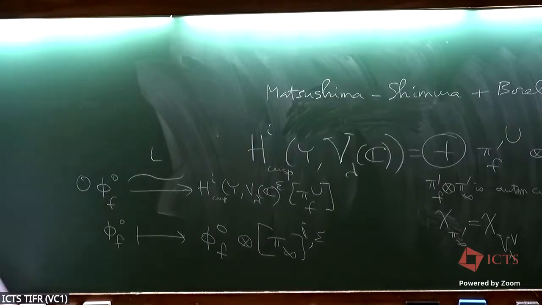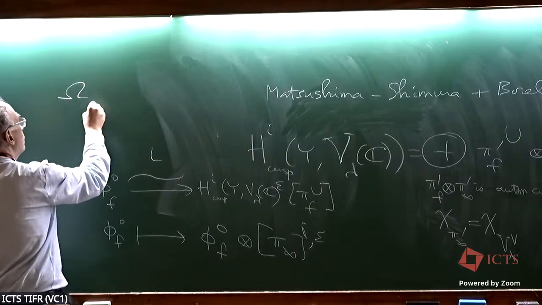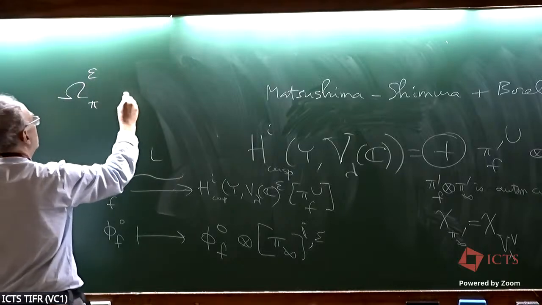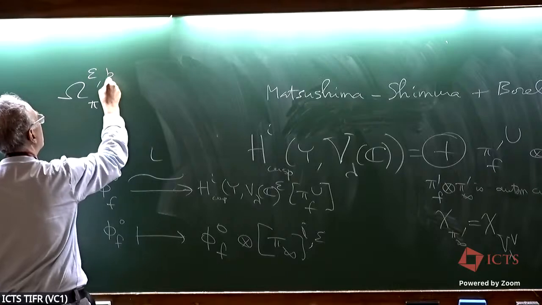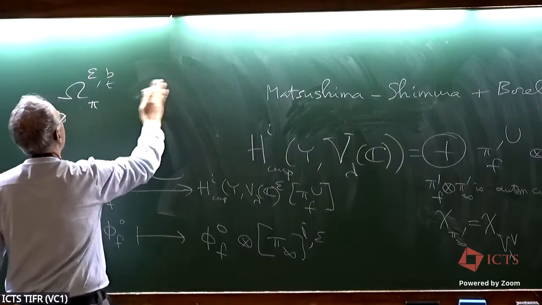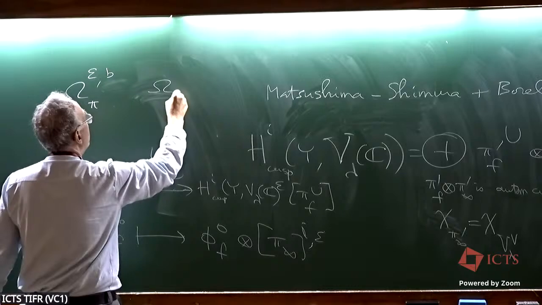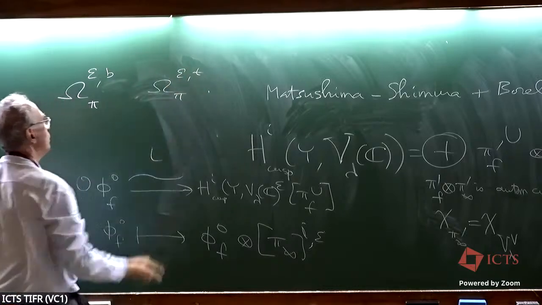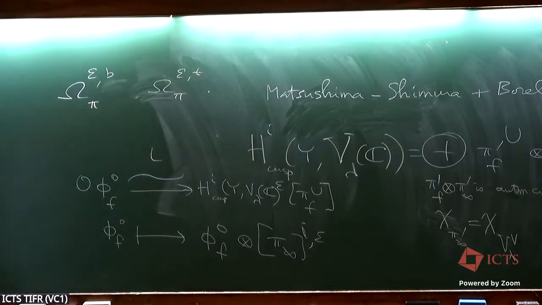And so this is what we fix. And so this defines for us periods. So we get these periods, omega pi epsilon, and bottom or top. Omega pi epsilon bottom and omega pi epsilon top for all epsilon. And if the field is CM, there is no epsilon. So we have these periods.